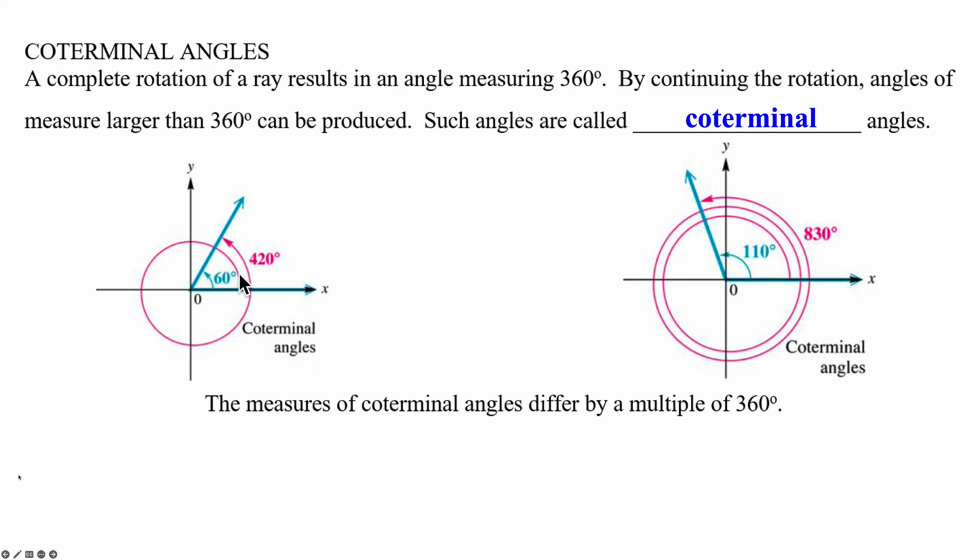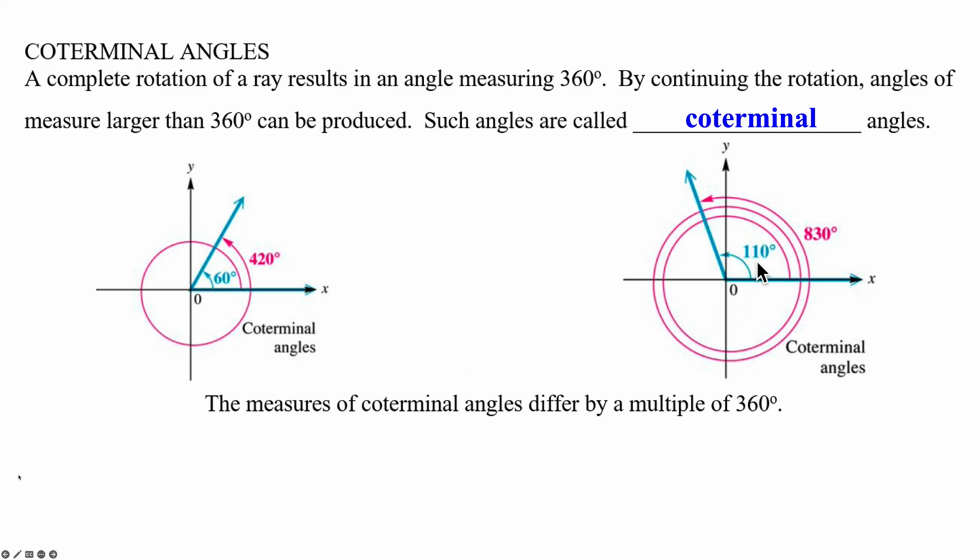You can also subtract 360. So if we took 60 minus 360, that would be negative 300 degrees going in a clockwise direction, and that would give us another coterminal angle. So these angles can be negative or positive.